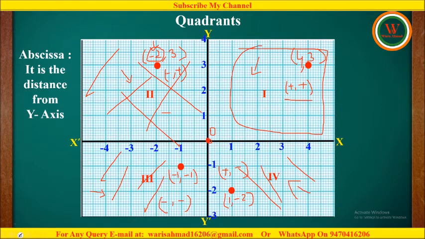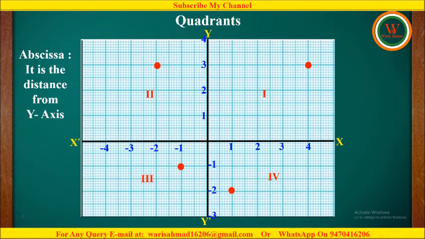Suppose we consider this point and we want to find out the abscissa of this point. According to the definition, abscissa is the distance from the y-axis. So the distance of this point from the y-axis is 4 units. So the abscissa of this point is 4.